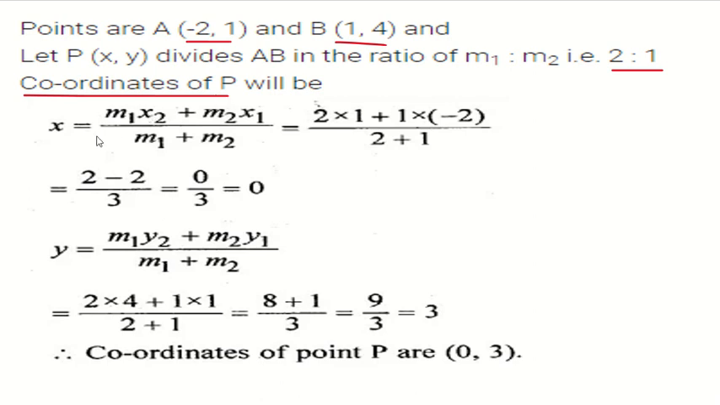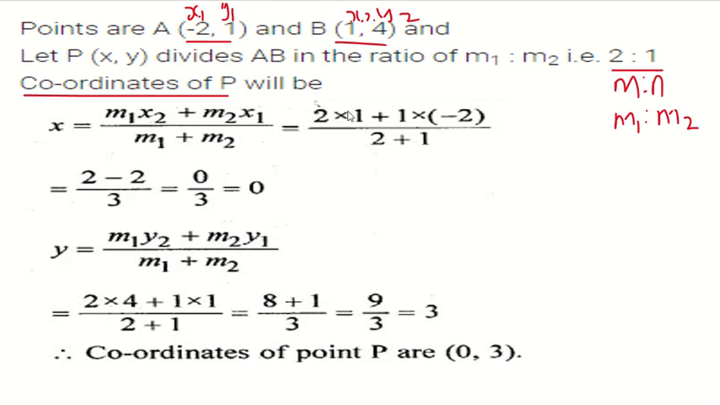As we have seen, if I want to find the x coordinate, the formula is x equals (m1 x2 plus m2 x1) by (m1 plus m2). You can use m1 m2 or m n, whichever is convenient to you. Either m is to n or m1 is to m2, you can name it like that, no issues at all. So what is m1 over here? 2, into x2, which is 1. This is x2 and this is y2, and this is x1 and this is y1.